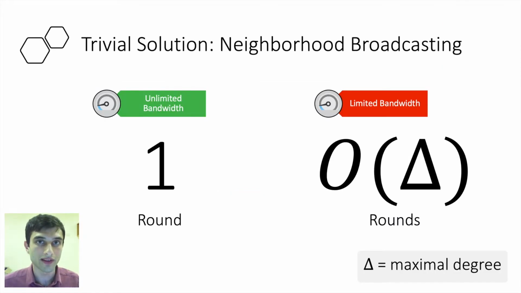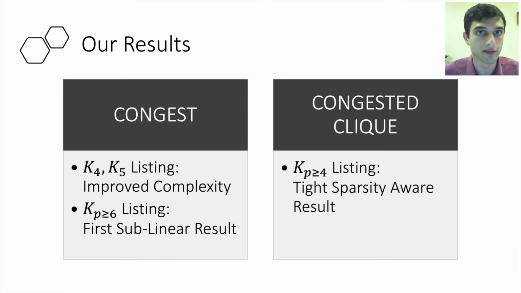Consider the following trivial algorithm for solving KP listing. KP listing is to list all instances of cliques with p nodes. Every node just sends all its neighbors to all its neighbors. In the local model, this will take one round. In the congest and congested clique models, this will take many rounds. Since it takes one round in a trivial manner to solve this problem in the local model, this problem is only interesting in the congest and congested clique models. And so that's where our results lie.